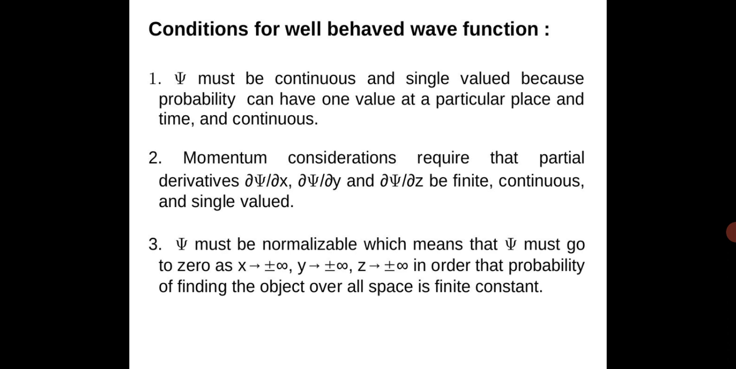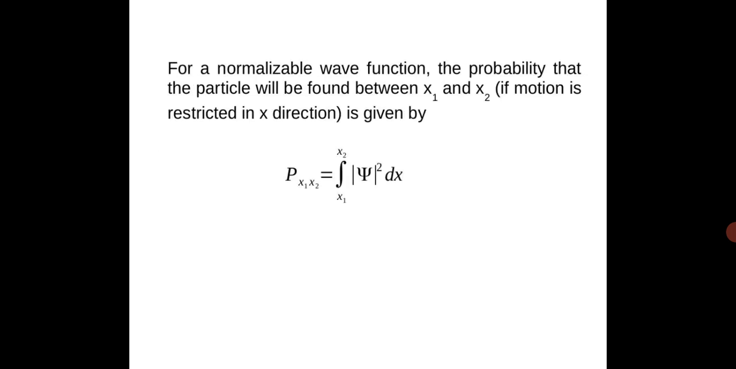because probability can have one value at a particular place and time, and continuous. Now the second condition is that momentum considerations require that the partial derivatives of psi should be finite, continuous and single valued, and psi must be normalizable, which means psi must go to 0 as x tends to plus minus infinity, or y tends to plus minus infinity, or z tends to plus minus infinity, in order that the probability of finding the object over all the space is a finite constant.